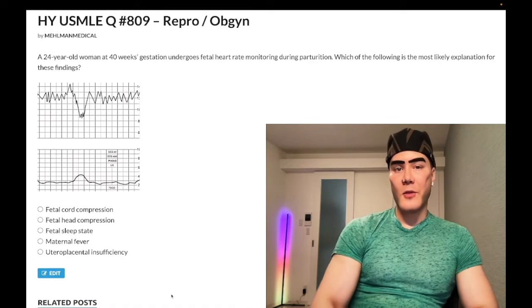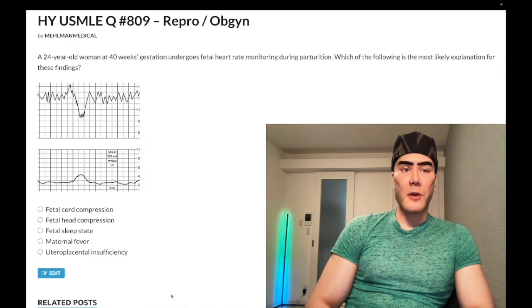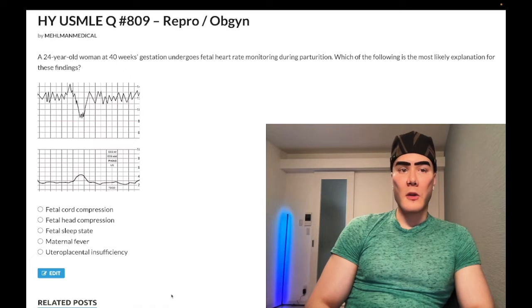How's it going, guys? Past level question for OBGYN repro for 2CK, for studying for Step 1. This stuff is known to show up on the exam, but could be considered medium to more difficult, okay? But OBGYN, no fucking excuses. You need to know this.